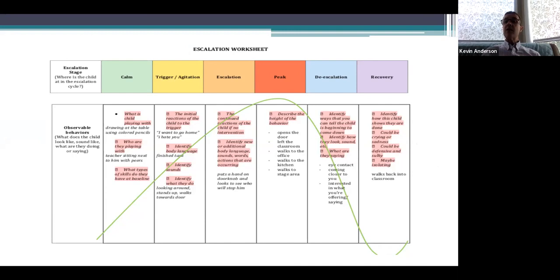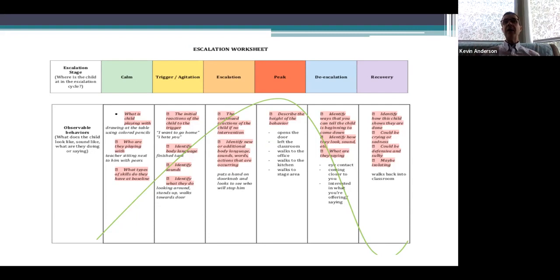The next stage is the trigger, or when you start to see the child escalate. So this again could be something where the child says something like, "I want to go home, I don't like you." We may see them finish a task, and that lets us know that could lead to agitation. You may see a child get up and start wandering the room. They don't know what they're supposed to be doing. So they're wandering the room and they're starting to go up that escalation cycle.